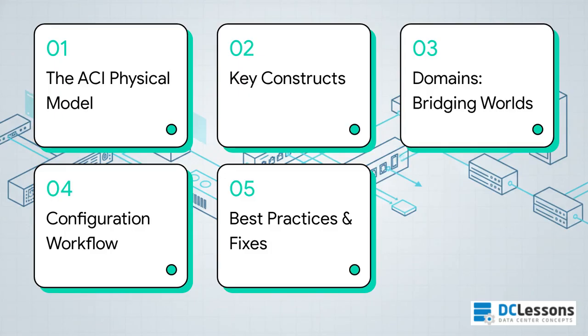So here's what we've got on tap. We're going to start with the big picture, the ACI physical model itself. Then we'll zoom in on the key building blocks you need to know. After that, we'll explore how domains are used to connect your logical world to the physical gear. Then we'll walk through the actual configuration workflow step by step. And finally, we'll wrap up with some crucial best practices and troubleshooting tips that'll make your life so much easier.